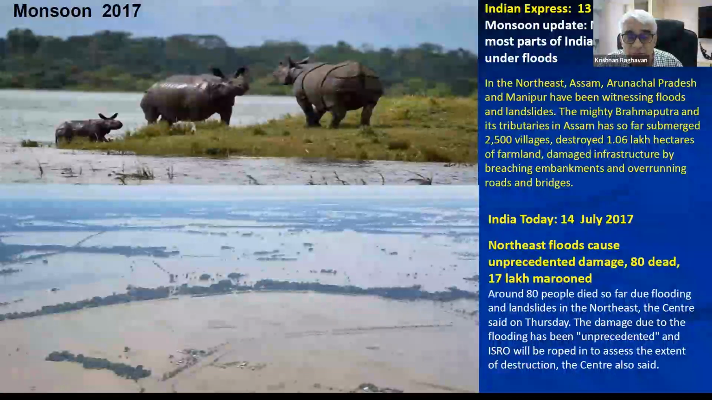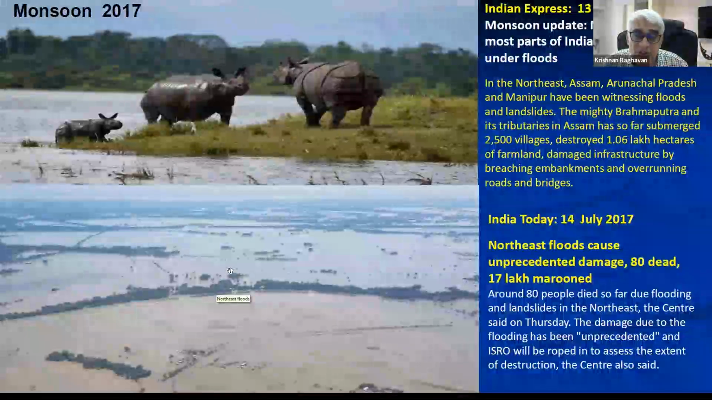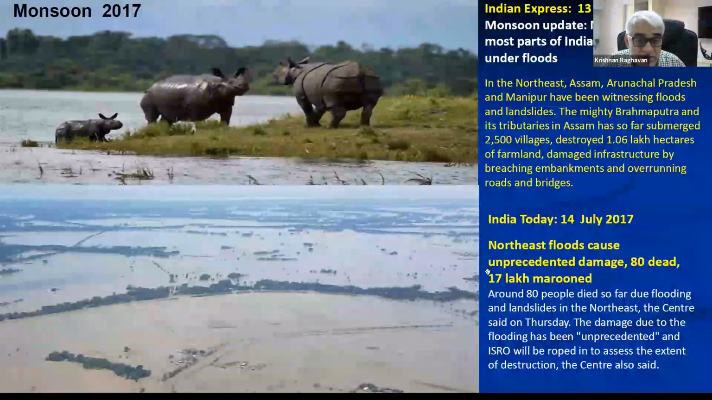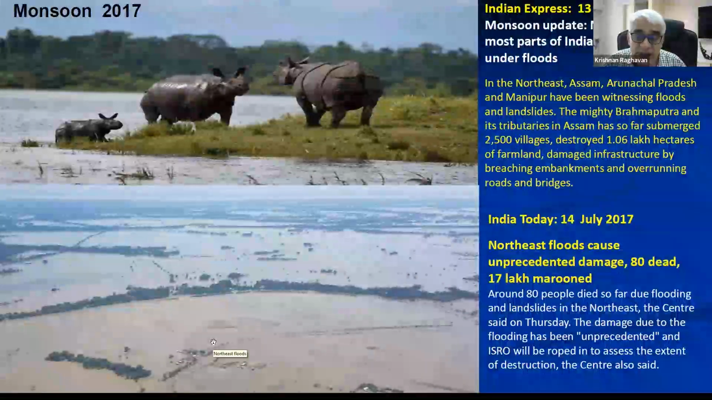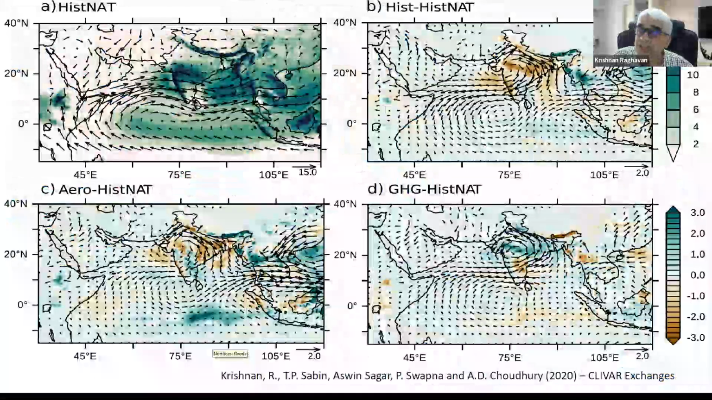And we see such reports of rhinoceros and other animals in the northeast being very badly affected, and it leads to major flooding in the Brahmaputra region and inundation. And of course, there are flood inundation maps that are being produced for the Brahmaputra and the Barak rivers. So the problem is, with climate change, how do these extreme events, which are highly dependent on the circulation changes, how do they change?